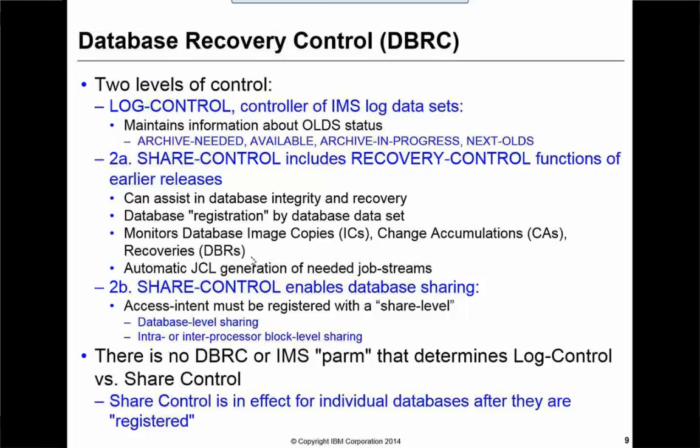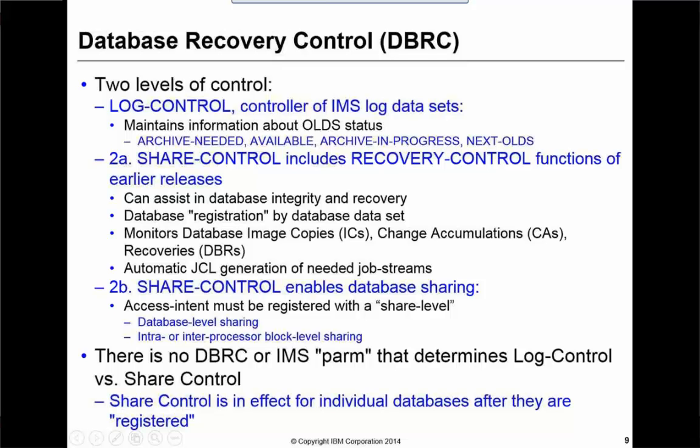So that's part of recovery control, where it helps you in recovering a database if the database needs to be recovered. The other thing that DBRC does is it assists in what's known as share control. And share control allows you to do database sharing across multiple IMSs. So if you've got multiple IMSs, you've got IMS 1 here and IMS 2 here and IMS 3 over there, they can all access the same set of databases, right? And so DBRC will get involved in share control. And there are various levels of database sharing. There's database level sharing, there's intra-block level data sharing, there's inter-processor block level sharing, and we'll talk about all this stuff in another video when we talk about database sharing.